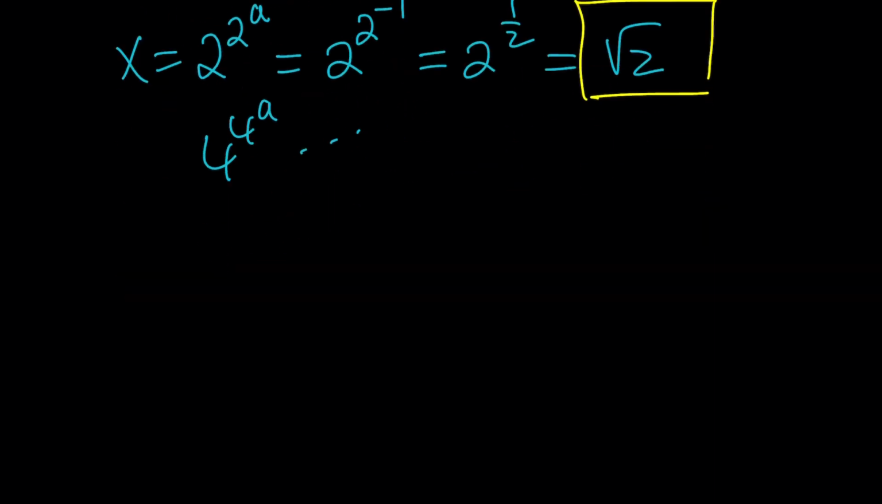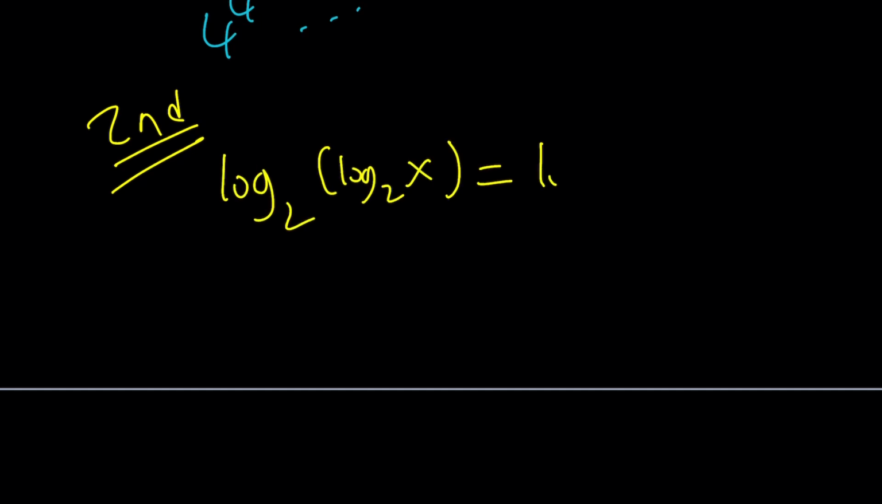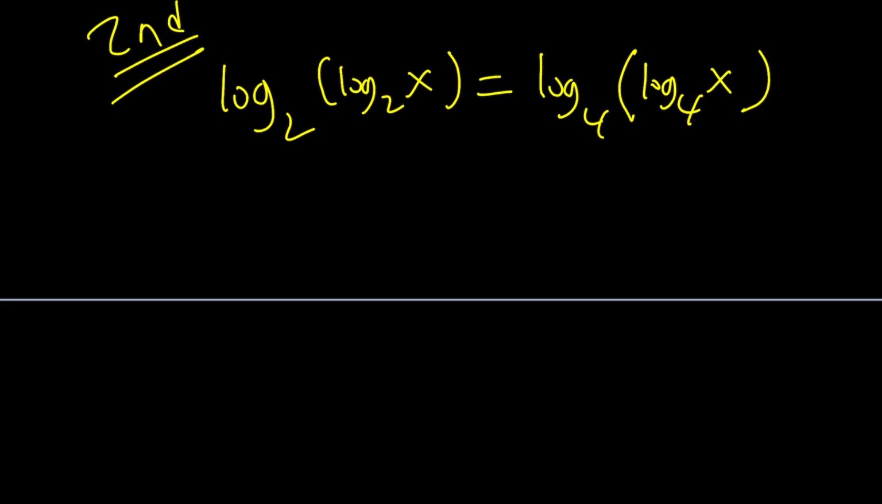Okay, ready? Second method. So we have log 2x equals log 4x. Okay, I mean, those are the bases, right? So here's what I'm going to do. I could use change of base as a third method, but I'm not going to use it because I don't want to make it too long, I guess, but you can use it.